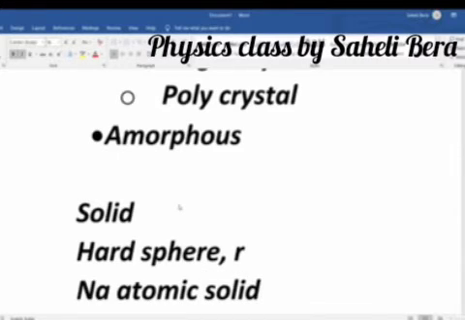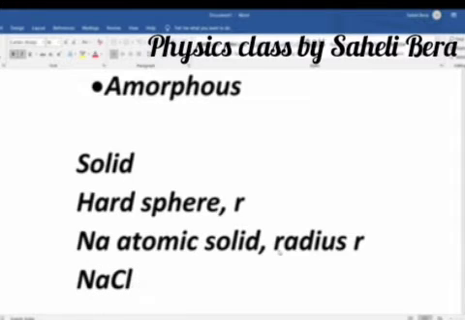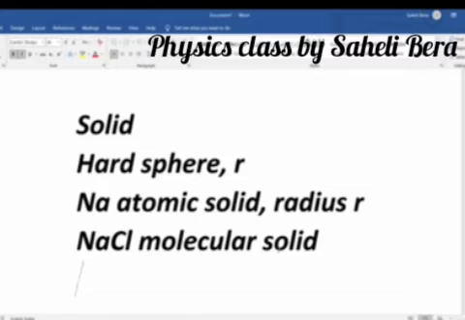If we take sodium as an atomic solid, there is an atomic radius of sodium, which we can take as r. If we take NaCl, it is a molecule, so this will be called a molecular solid. Here there will be two radii: first is the radius of Na, and second is the radius of chlorine.